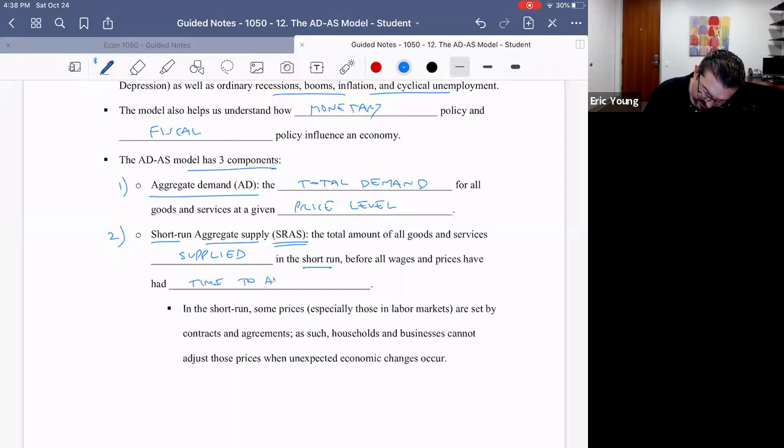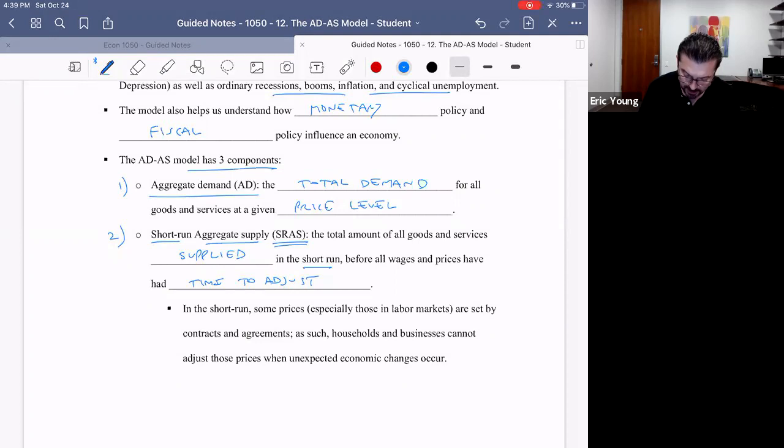We'll get to this in a bit more detail in a minute. But it's really important as we now move into the short run and the long run discussion that you understand the difference in the context of macroeconomics. So our first component, aggregate demand, pretty straightforward.